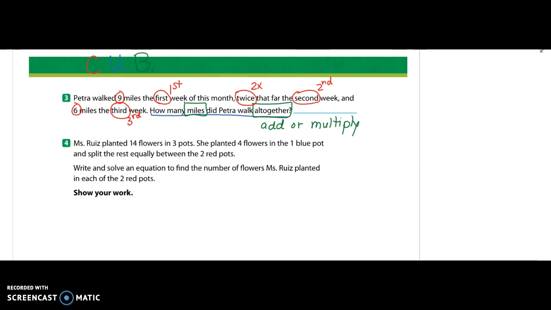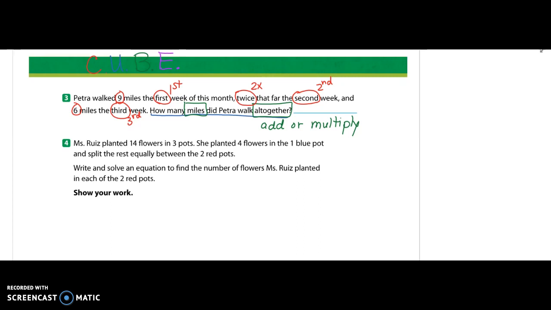Then I need to think about eliminating. The E stands for eliminating extra information. Now in this problem, I don't really see anything extra. I believe I'm going to need to know how many miles she walked the first week, how many miles she walked the second week, and how many miles she walked the third week in order to find out how many miles she walked altogether.